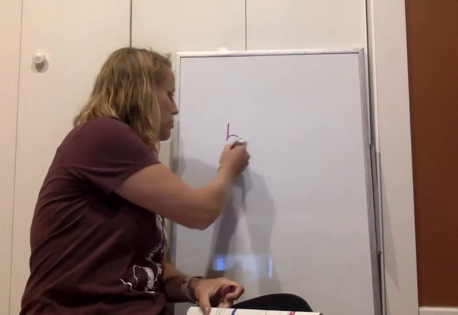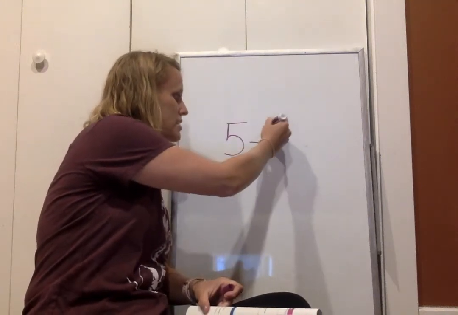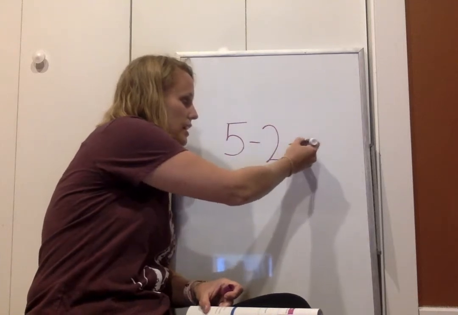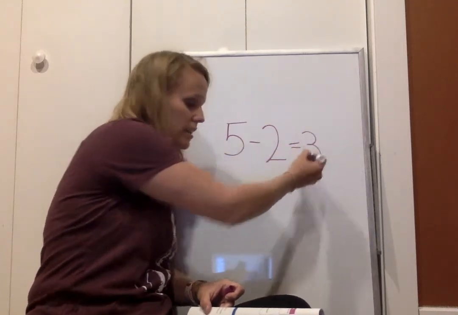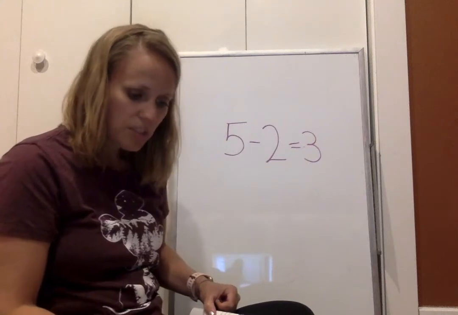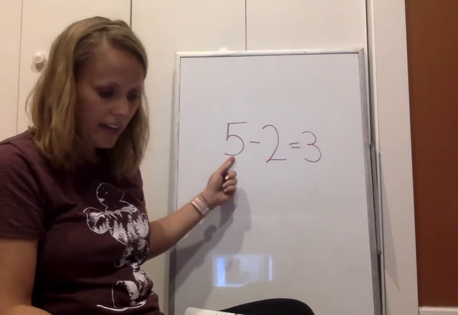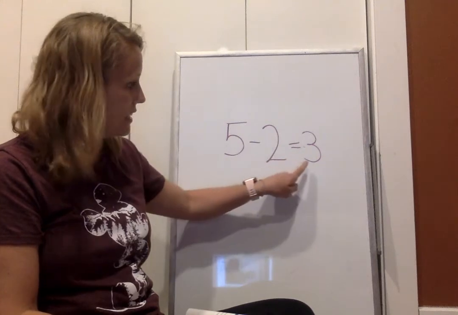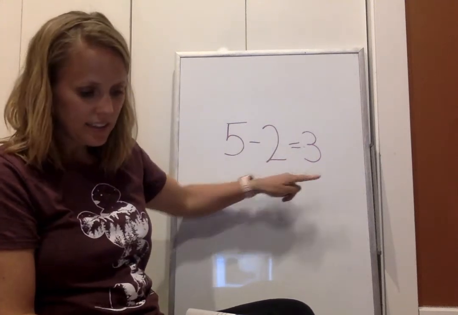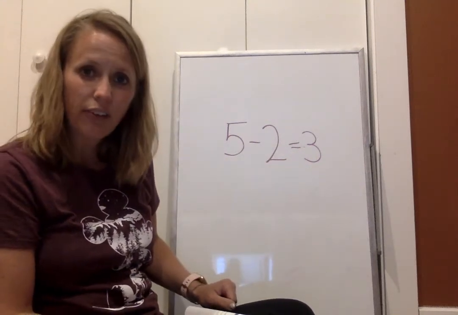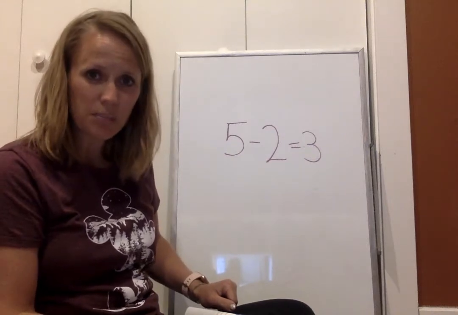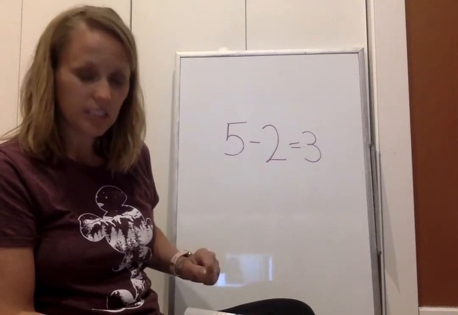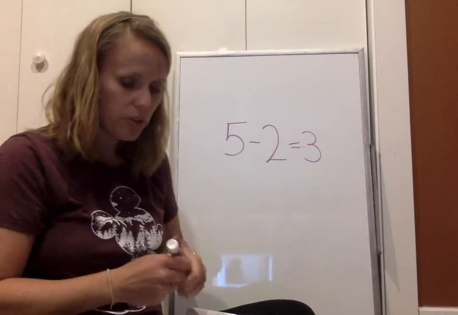Remember, when you take away some objects from a group, you subtract. Now, let's write this, kind of the same thing I wrote before. 5 minus 2 equals 3. When we subtract 2 from 5, the difference is 3. The difference tells how many objects are left. That's what the word difference means. How many are left?